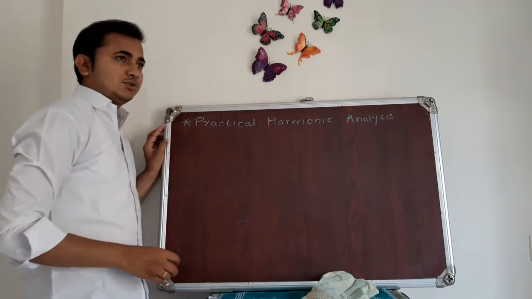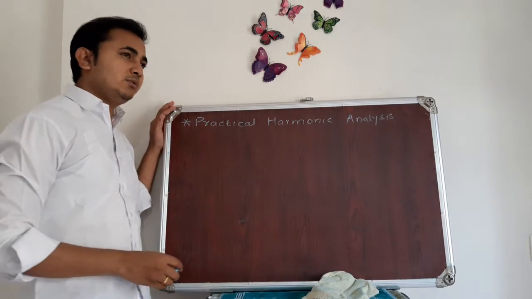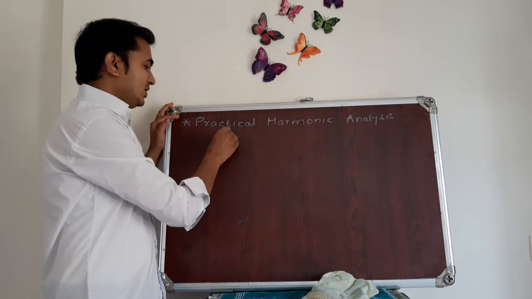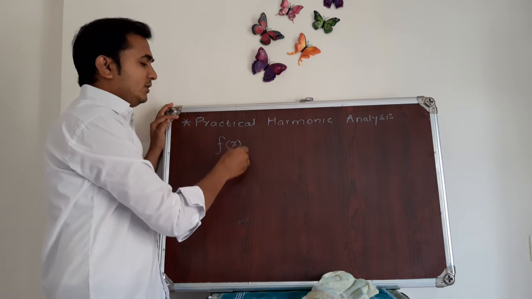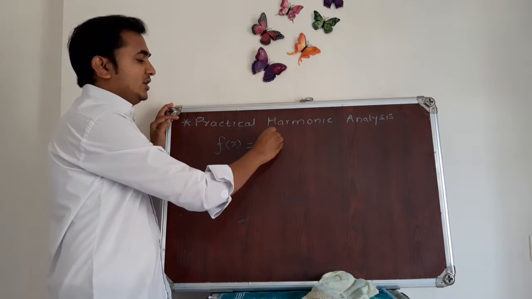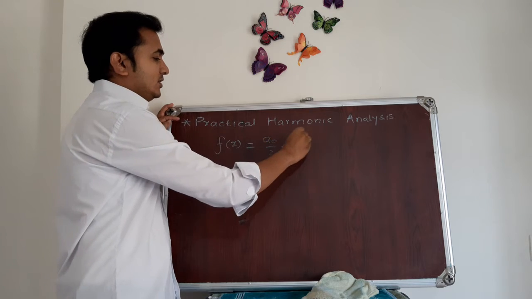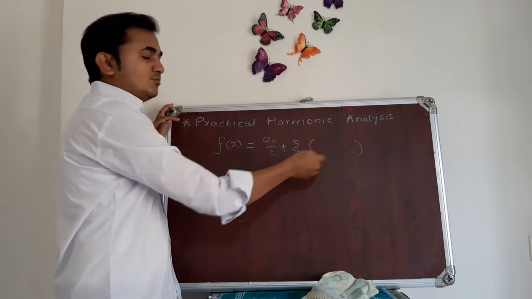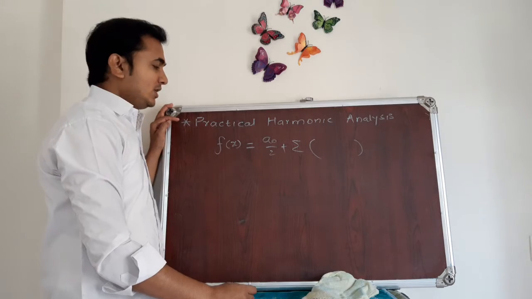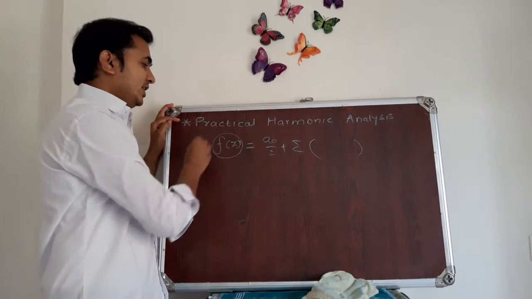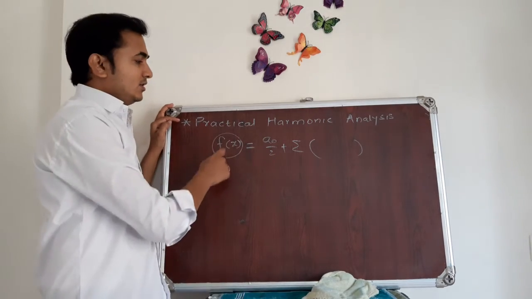Okay. Up till now we were given a separate function f of x, and we were finding its Fourier series, a0 by 2 and summation terms involving Fourier coefficients. So f of x was explicitly given.